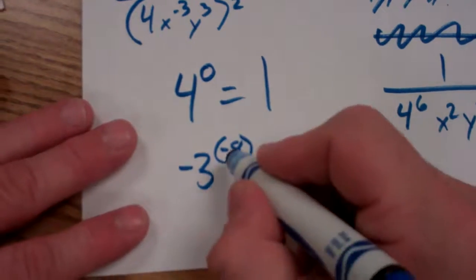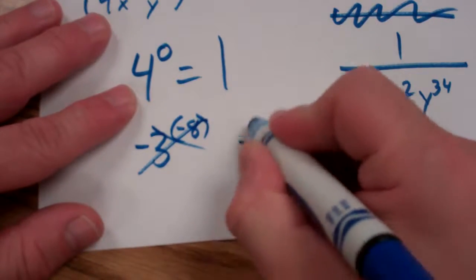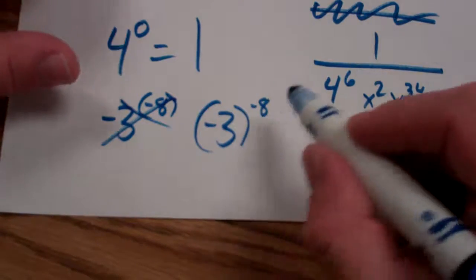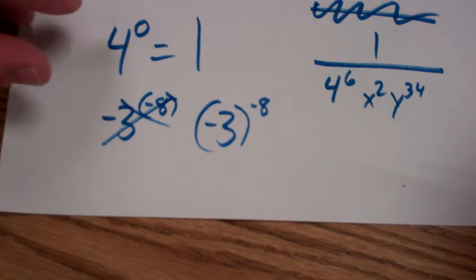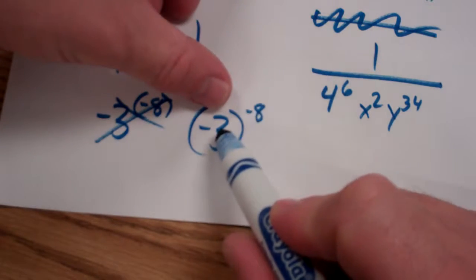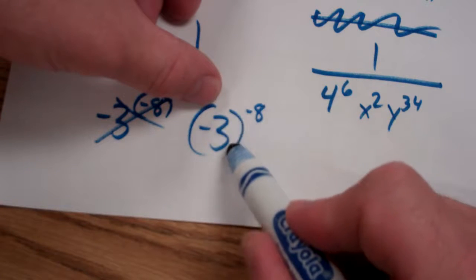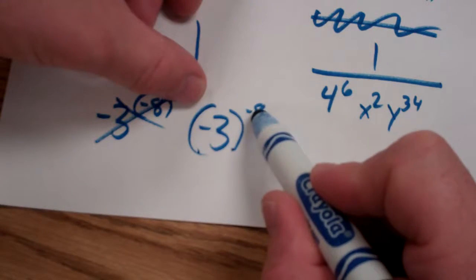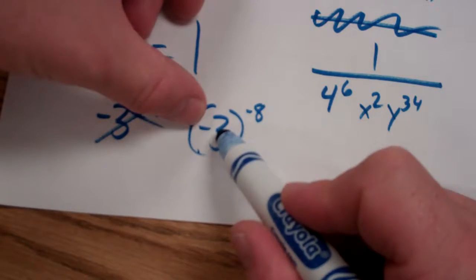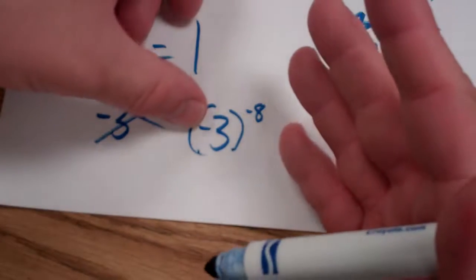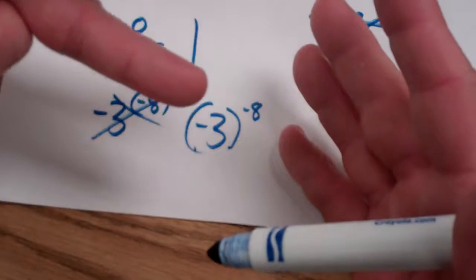Oops, I don't know why I copied it like that. Negative 3 to the negative 8th power. Some people think, well, it's a negative times a negative, and that makes it positive. No, what makes it positive is that you have 8 negatives multiplied together. So this is positive because the whole parenthesis is going to the 8th power, negative 8th power. So I have a negative 3 times a negative 3 times a negative 3, and so on. That's 8 of those things.